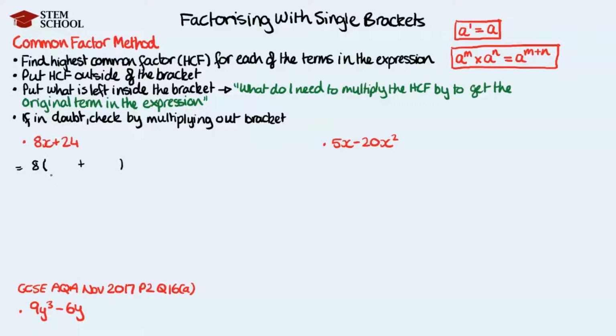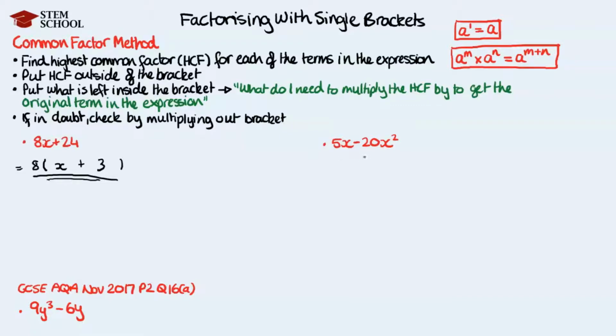So now you have to say 8 times what equals 8x. That's what should be going through your head. So 8 times x equals 8x, okay? Then let's go into the second term. 8 times what equals 24? 8 times 3 is equal to 24. And there we go. So let's go on to the second example.